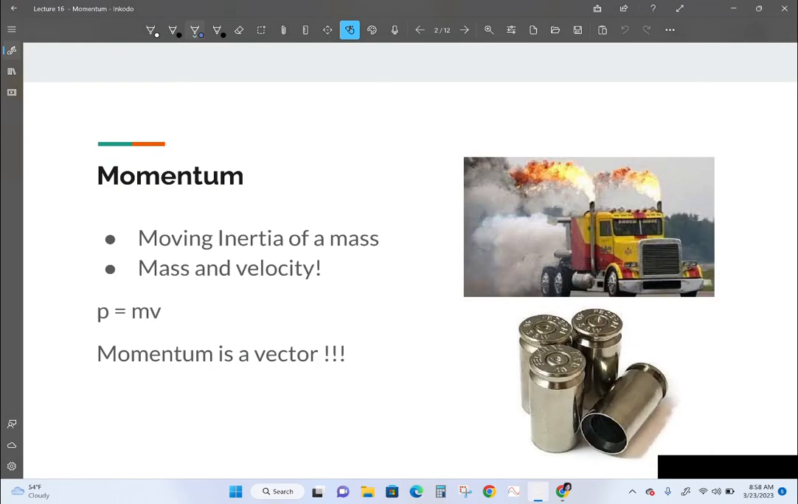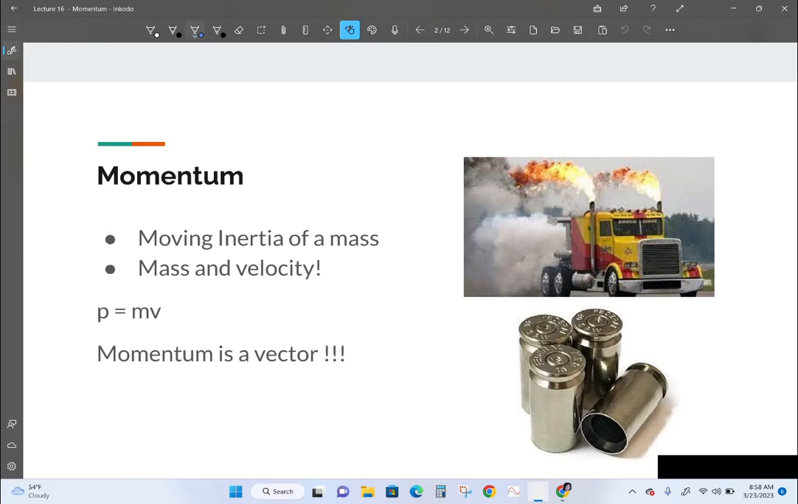So momentum is really a measure of the moving inertia of a mass. So let's just remember what inertia is. Inertia is a tendency for an object to stay at rest or to keep moving at a constant speed. And that was first described by Galileo. And momentum is actually the first thing that Newton talked about when he introduced his three laws.